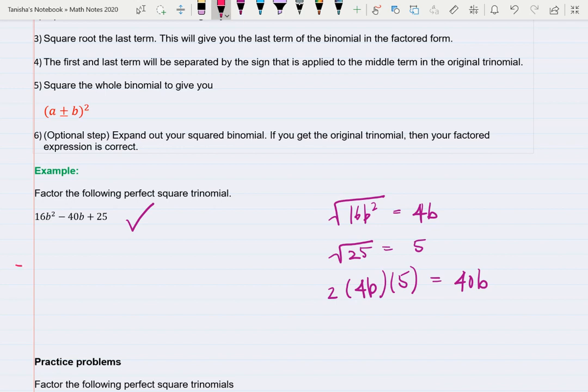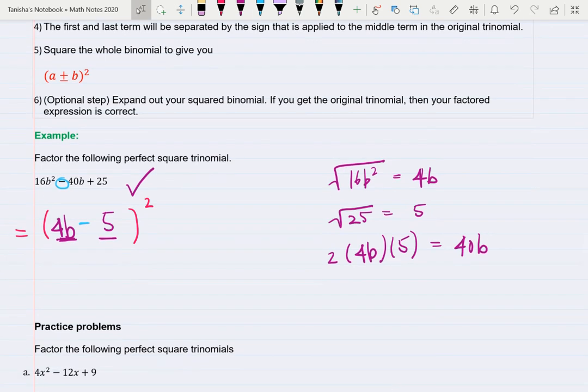Now let's factor. So we know that the factored form is going to be some binomial squared. We need to figure out what the first and last terms of our binomial are. Because of the sign of the middle term, there's going to be a subtraction sign separating the two terms of our binomial. So what is the first term of our binomial? It's going to be the square root of the first term in your trinomial. So 16b squared, as we said, the square root is 4b. And then the square root of 25 is 5. So the factored form is 4b minus 5, all squared. All squared because you're squaring the whole binomial, not just one individual term within the binomial.